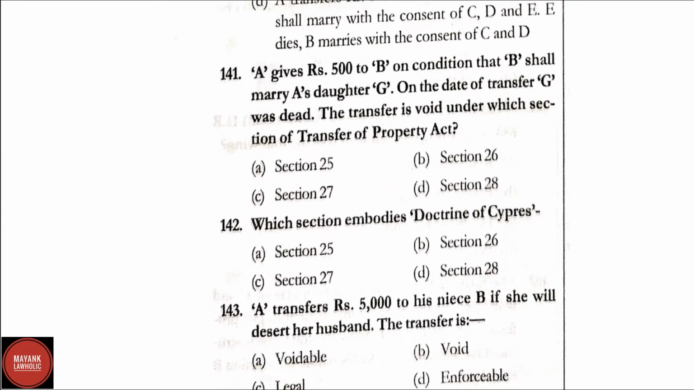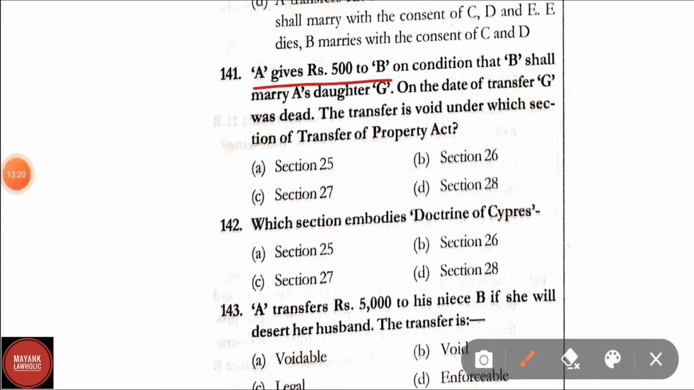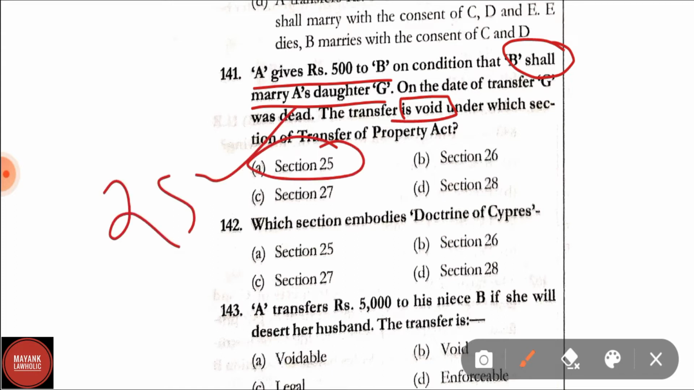Question number 141. A gives rupees 500 to B on a condition that B shall marry A's daughter G. On the date of the transfer, G was dead. The transfer is void under which section of the TPA? Here the correct answer is option A, that is section 25 of TPA.